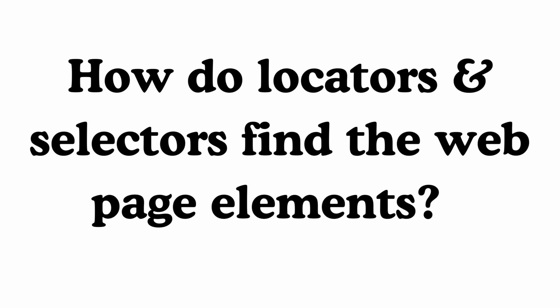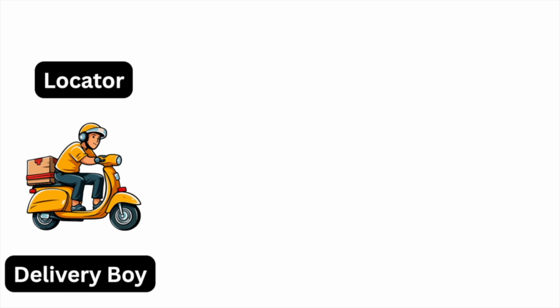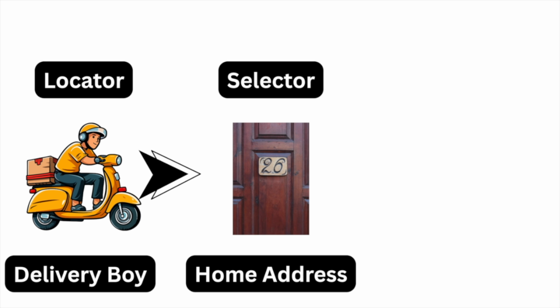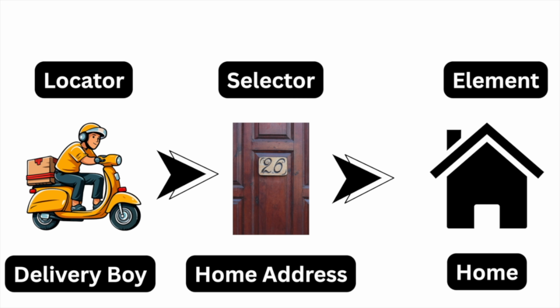First, I want to show you a glimpse of how things work and how locators go and find the web page element. Think of the locator like a delivery boy, and a selector is just like the home address of your house, and the element is the house where the delivery boy has to perform the action or deliver some product. So these are the steps of how locators find the element on the web page.